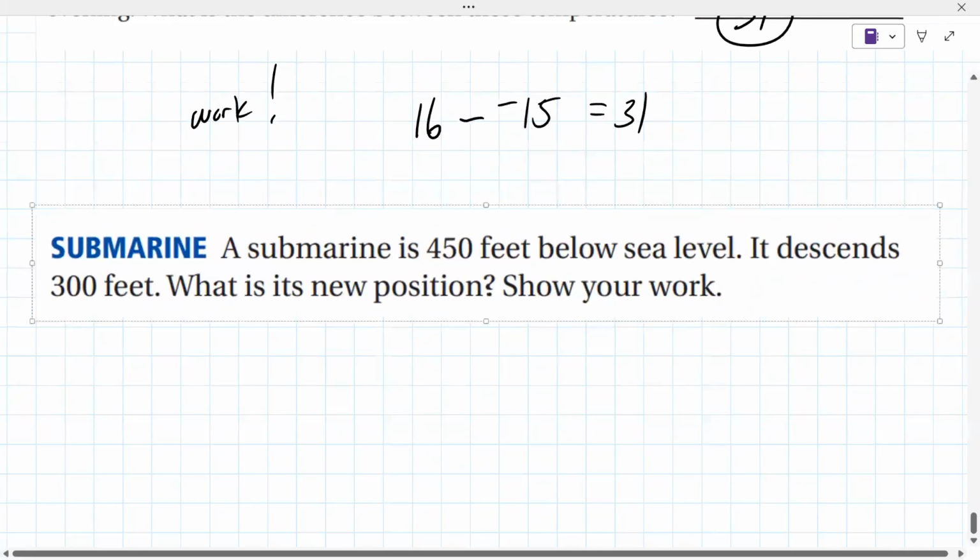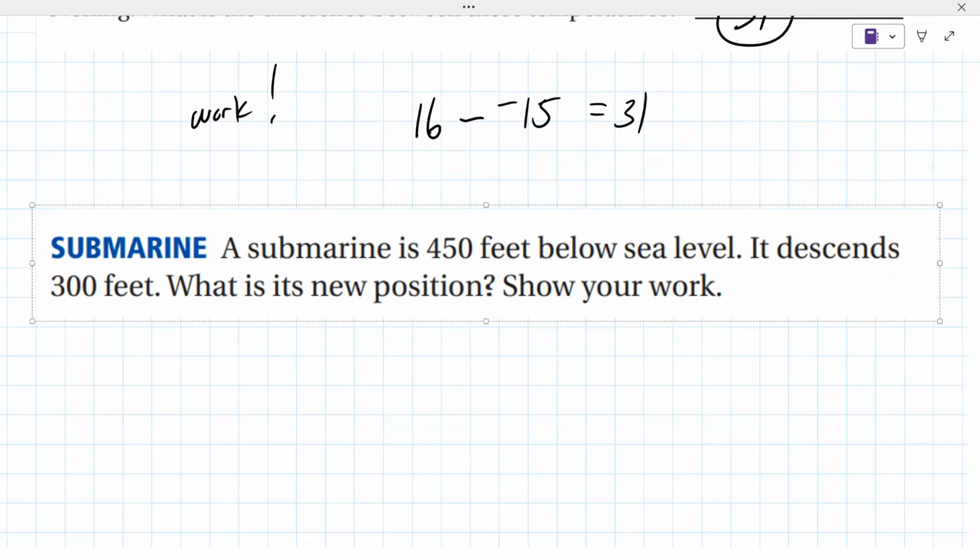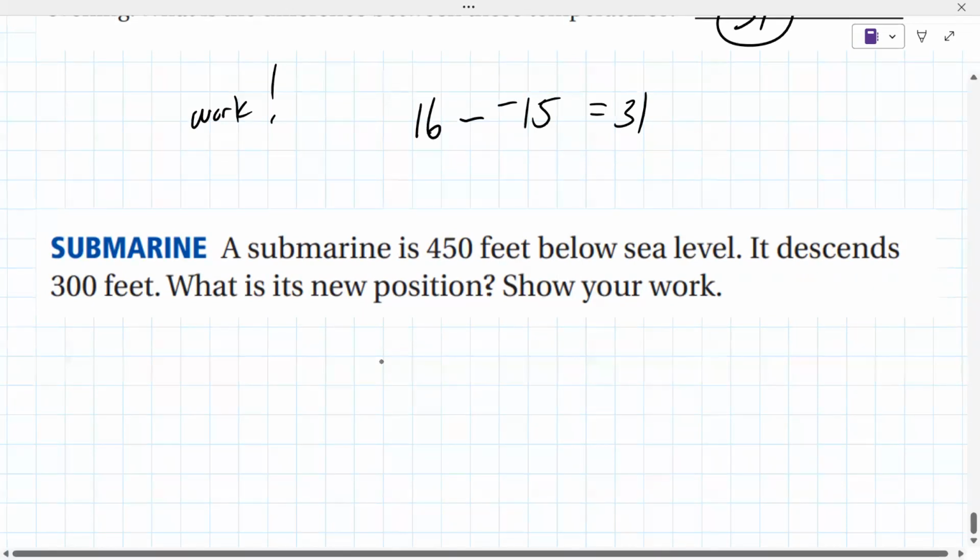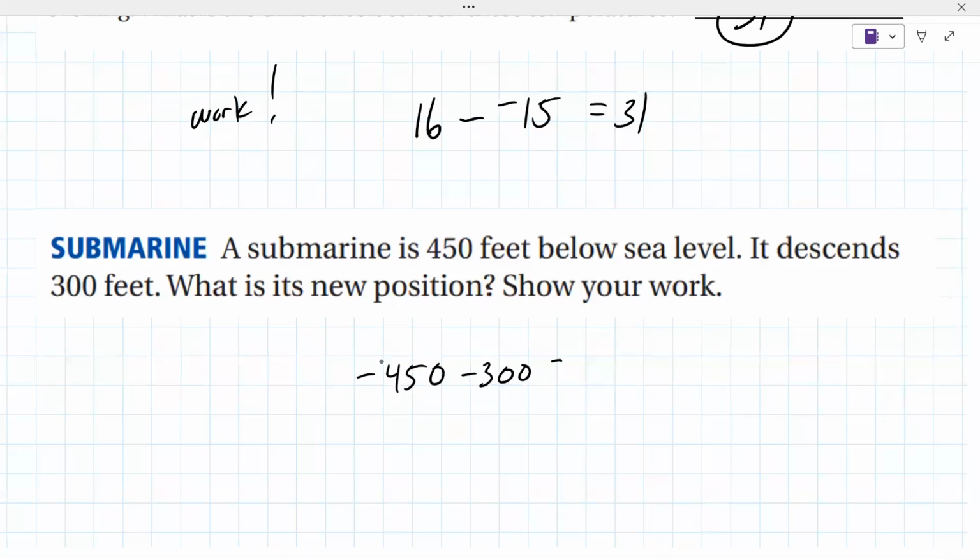Okay, here's another one for you to look at. 750 feet below sea level. That is correct. So it would be negative 450 minus 300 equals negative 750. And then the words you said are really important. 750 feet, that's the units, below sea level.